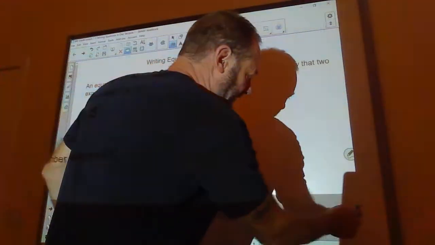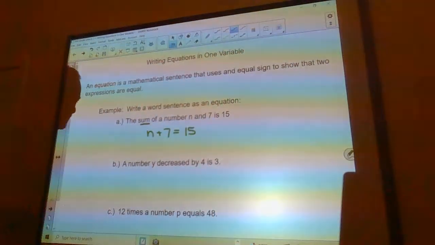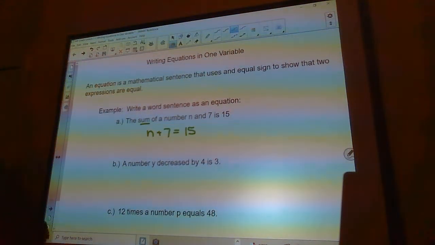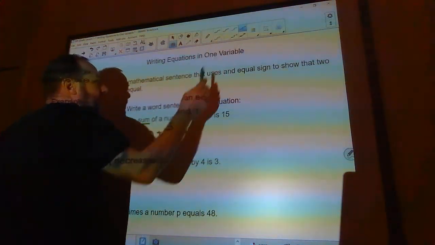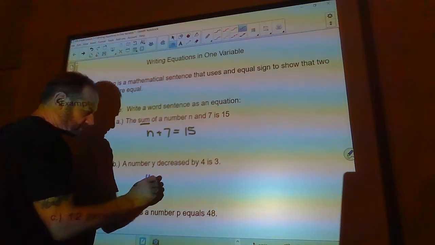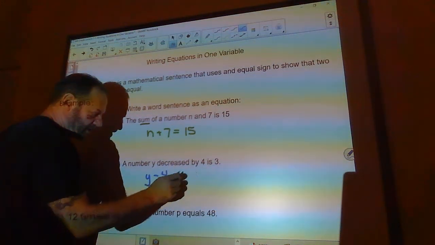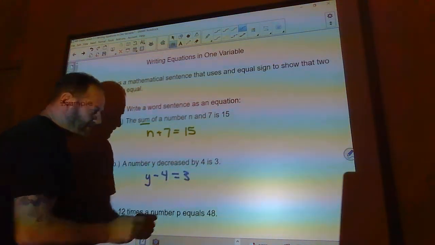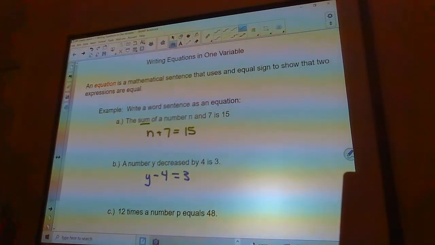Okay, next, a number y decreased by 4 is 3. So y decreased by means subtract, 4, "is" means equals 3. So we got that equation right there.